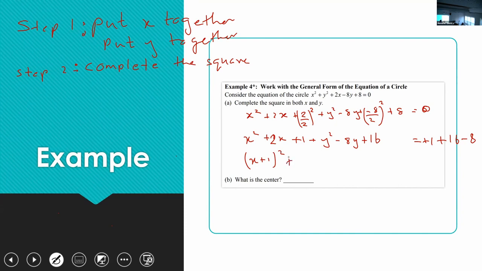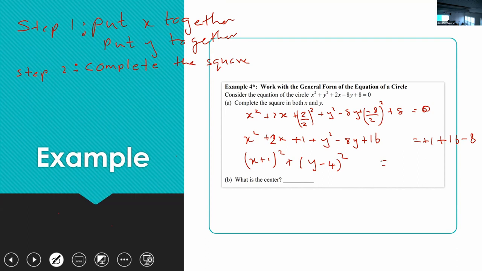Let's do the same thing for those y's over there. Plus, parentheses, y, minus. Okay? What number goes there? Square root of 16. It's going to be a 4. Right? Plus or minus? Minus. You see that? It's a minus because you've got minus 8y.